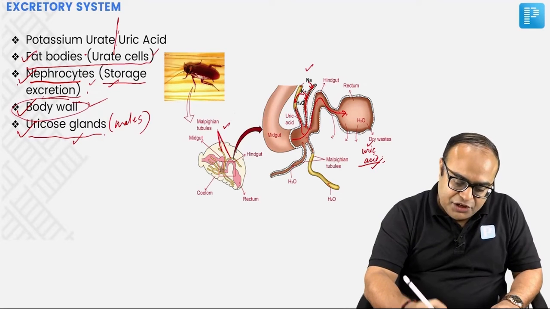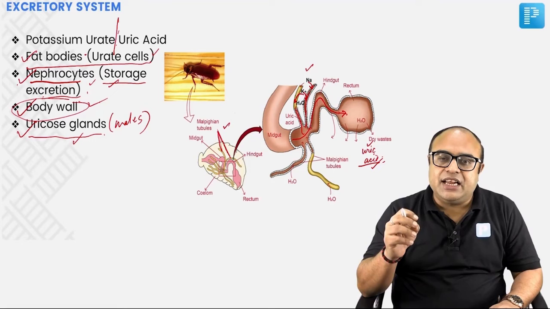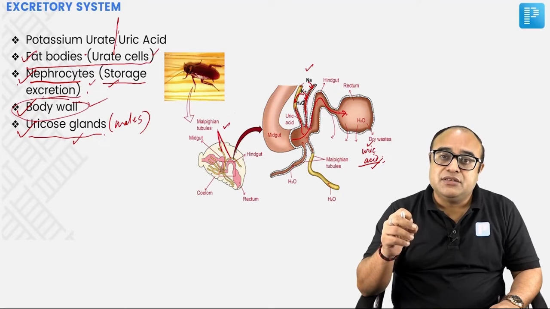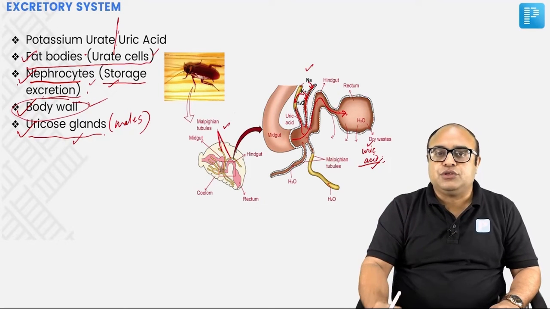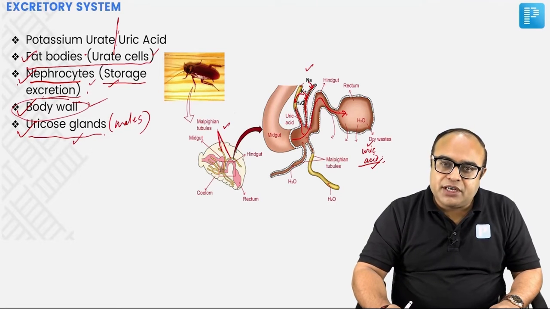These are also known as the urate cells. They help in the excretion and elimination of the nitrogenous waste and the storage of the nitrogenous waste, which is known as storage excretion, inside the body of the cockroach. So, this excretory system is also very important from the point of view of exams.